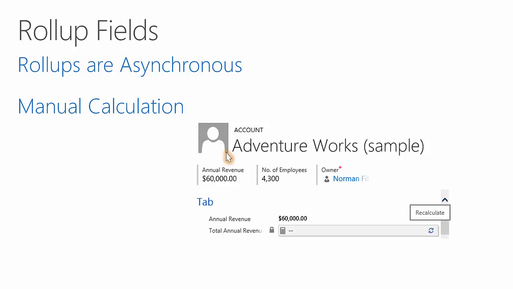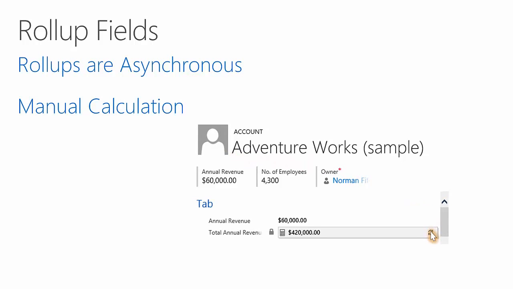To identify a rollup field within a form, a calculator icon is shown within the field. Then on the right hand side of the rollup field is the recalculate button. The icon looks like that of the refresh icon. Clicking on the recalculate button will force the aggregation of the rollup field to be done. There are a few considerations you should keep in mind when using the online recalculation option.